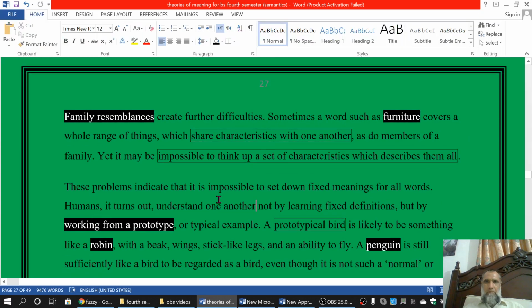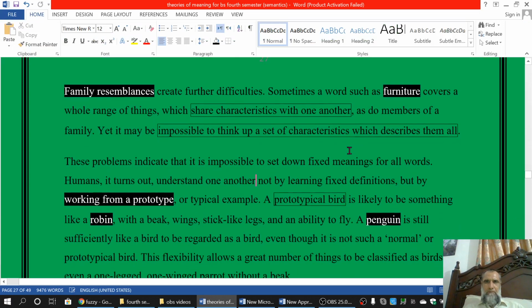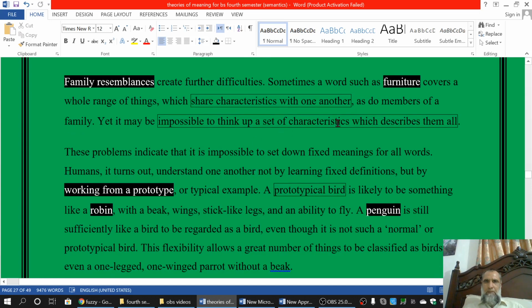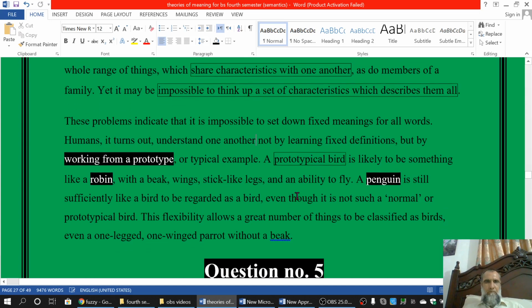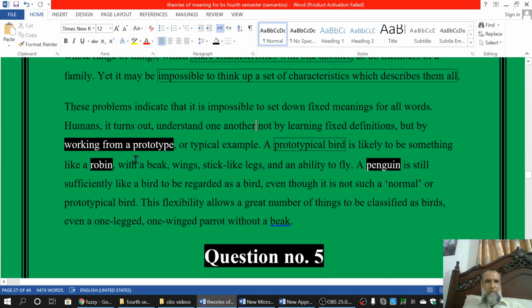In family resemblances, we take the example of furniture. Furniture, for example, covers a whole range of things, and these things share characteristics with one another. However, it is impossible to think of a set of characteristics which describe them all. All the items cannot be described with the help of finding out the characteristics. Therefore, we work from a prototype. Prototype is a typical example. The example which has all the characteristics is called prototype.